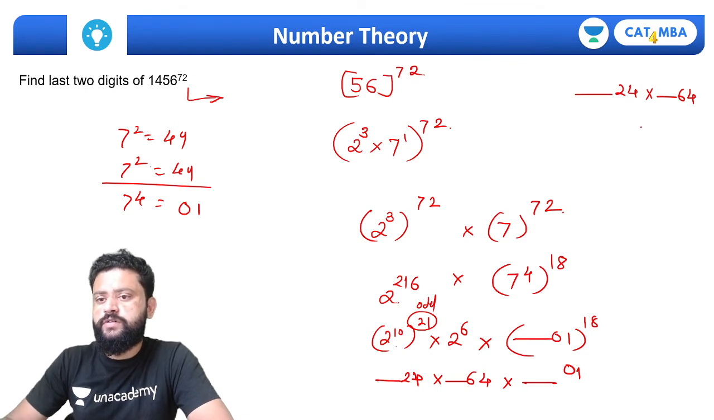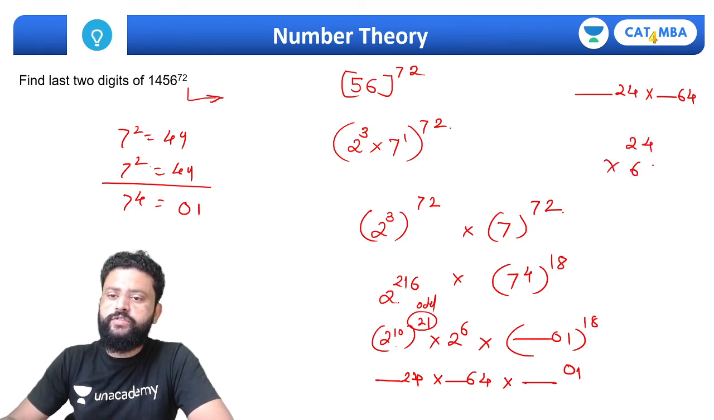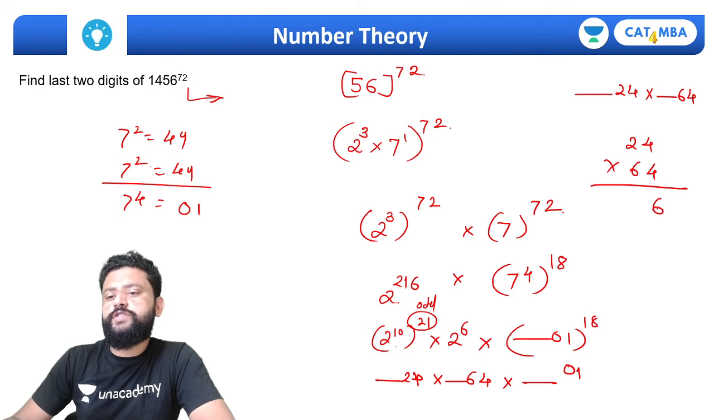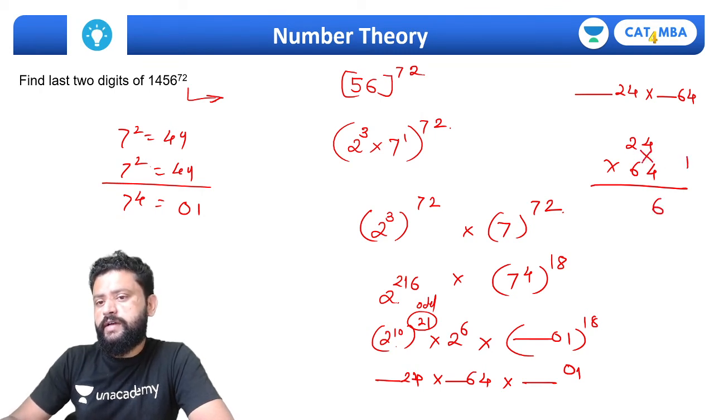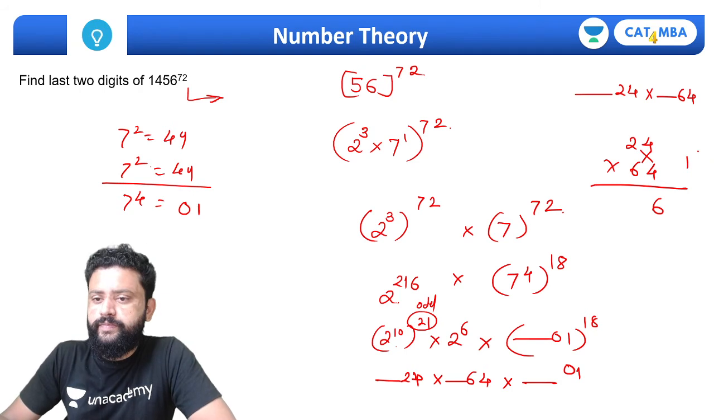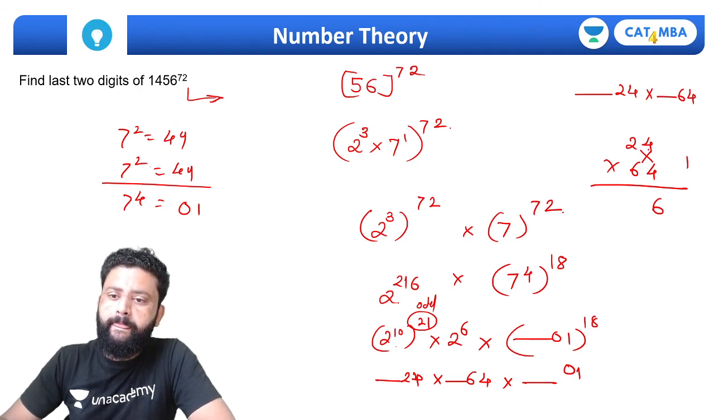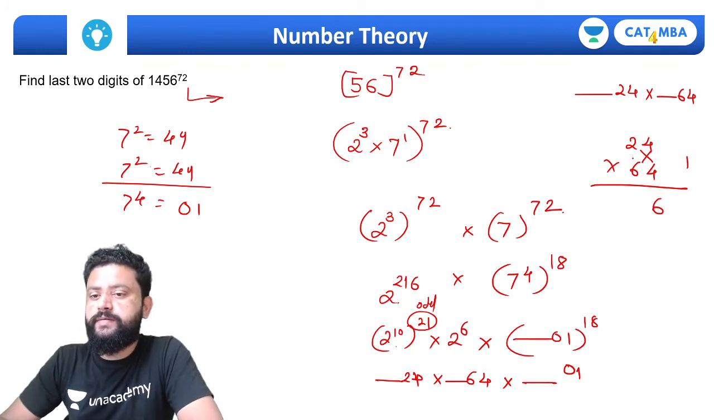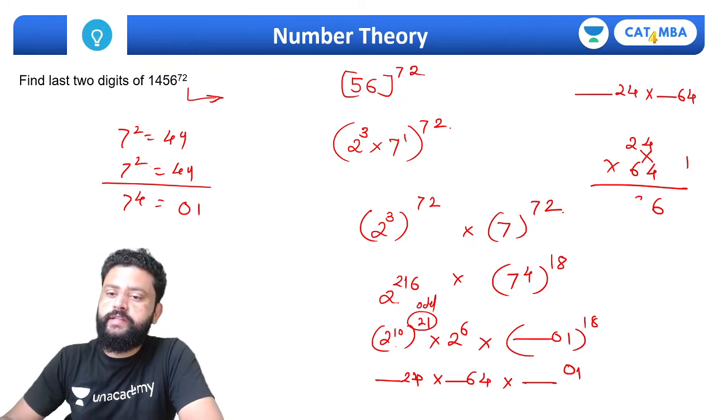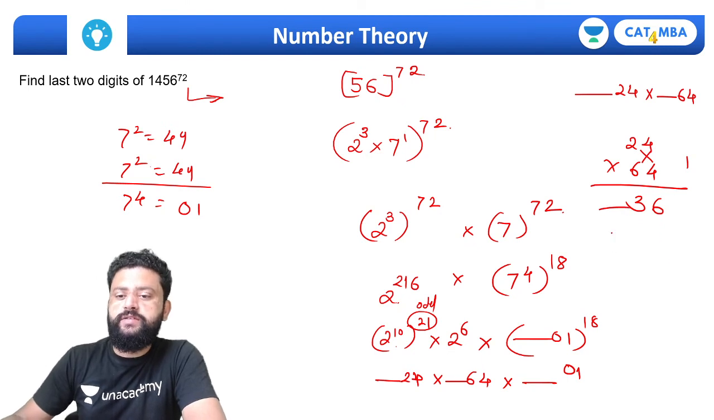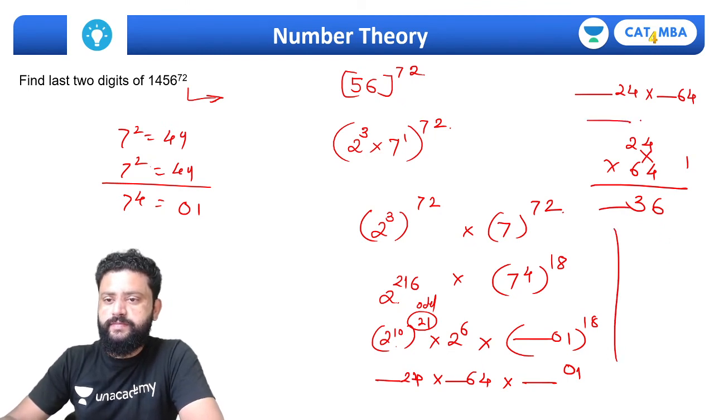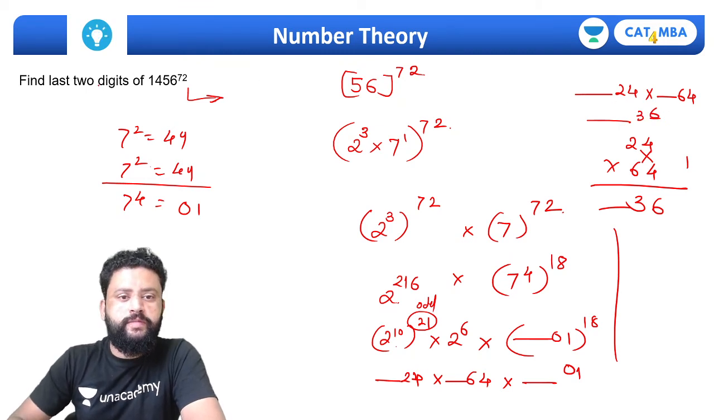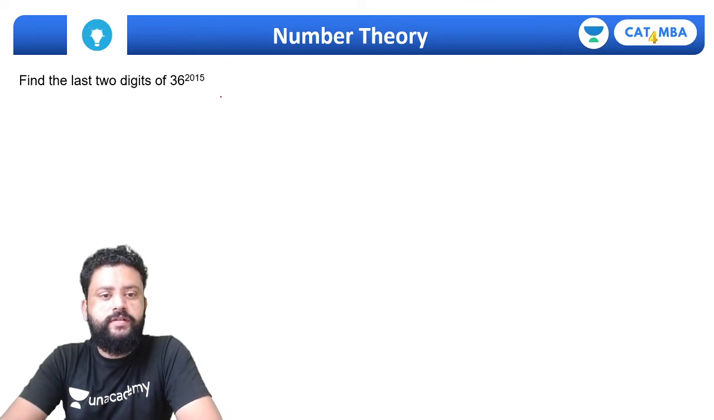24 into 0 1 is, so finally 24 into 64: 4 4s are 16, carry 1, 8 and 6, 6 4s are 24 plus 8, 32 plus 1, 33. So the final answer for this question is 36. So this number will end with 36. Let's move to the next.